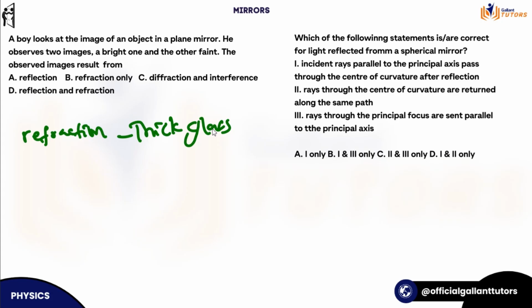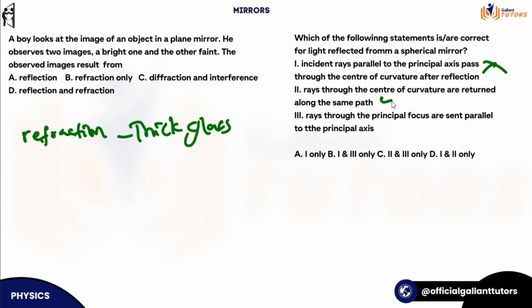Correct. Okay. Now, meaning that option is out. So, what of the others? Let's check. Rays through the center of curvature are returned along the same path. I said this when I was teaching. Check the video. So, these two are correct.